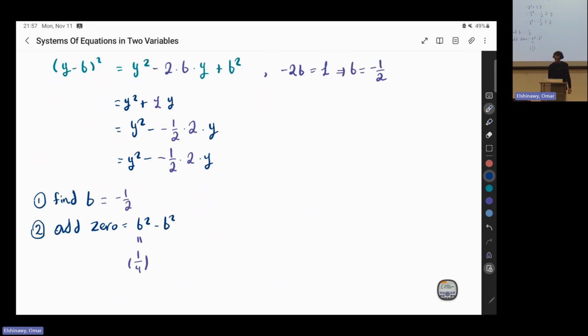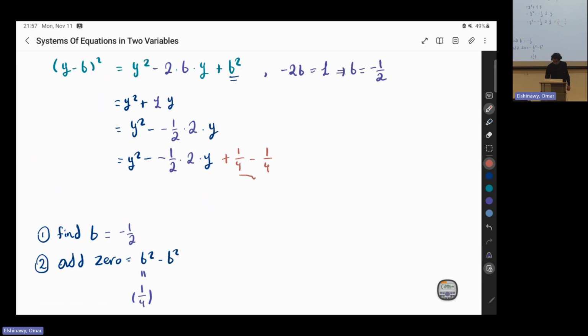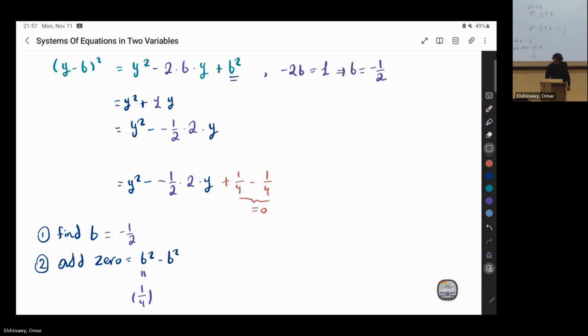So we would like to add y squared to get this, correct? 1/4. So we add 1/4. But we cannot just add 1/4 from thin air, so we also add another minus 1/4. Exactly, because we cannot just add 1/4 from thin air. So here we add 0. But at the same time, this is the square. So this is y minus what squared?